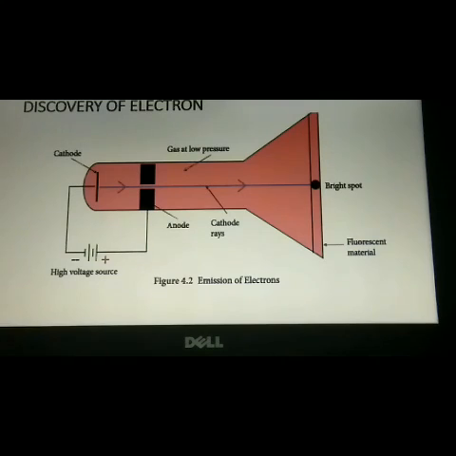However, when a high voltage of 10,000 volt is applied to the electrodes of a discharge tube containing air or any gas at a very low pressure of about 0.001 millimeter of mercury, a greenish glow is observed on the walls of the discharge tube behind the anode. This observation clearly shows some invisible rays coming from the cathode, and hence these rays are said to be cathode rays, and they have named these rays as the electrons.